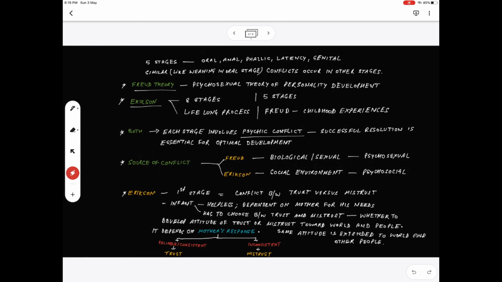Other differences between Erikson and Freud: Erikson talks about a lifelong process of personality development. He says that personality development occurs throughout life, whereas Freud focuses on childhood experiences. Freud says that personality development is the result mainly of childhood experiences. So Freud's theory involves 5 stages, which go up to the age of adolescence, and Erikson's theory involves 8 stages, which go up to old age.